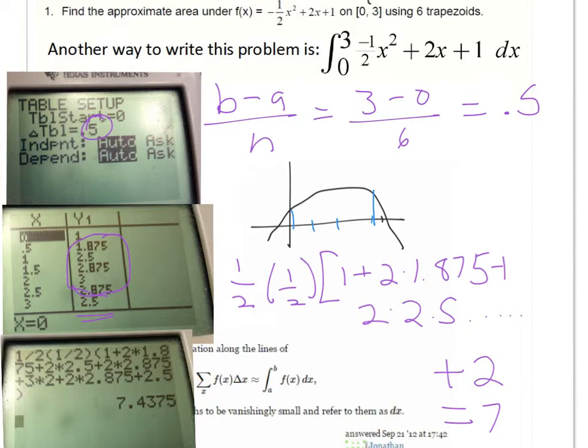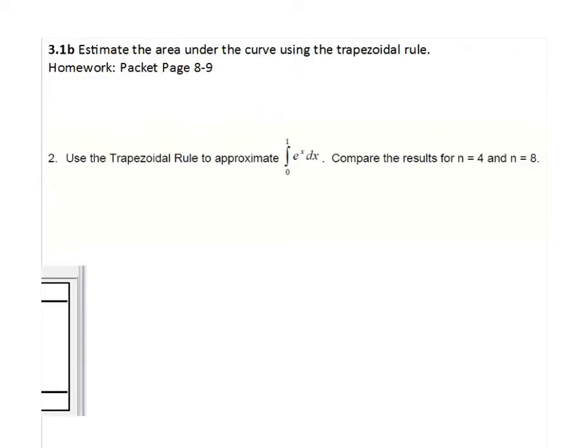So let's take a look at number 2. It says use the trapezoid rule to approximate the area under the curve e to the x between 0 and 1. Compare the results for n equals 4 and n equals 8. So the first thing I want to do is grab my calculator and type in e to the x. And I also want to figure out how wide my trapezoids are going to be. So if I'm going from 0 to 1, I'm going to say 1 minus 0 divided by 4 is going to be widths of 0.25.